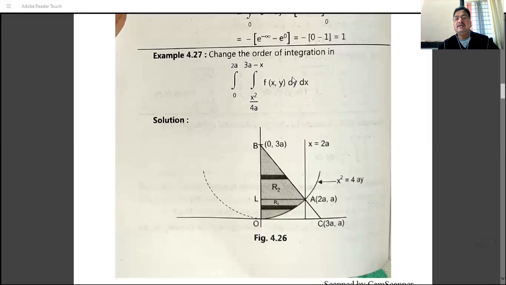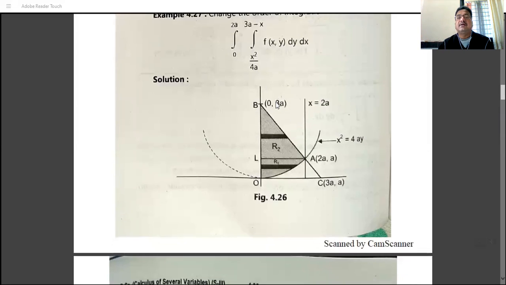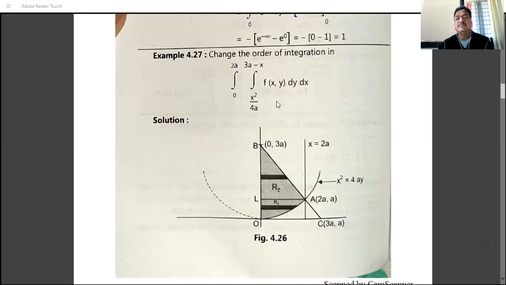That is, integration is here with respect to y first, and then with respect to x. And we have to change the order, which means we have to integrate with respect to x first, and then with respect to y. So first draw the figure. In order to change the order of integration, the figure is important. So how can we draw the figure? The figure is obtained from the limits of the integration.